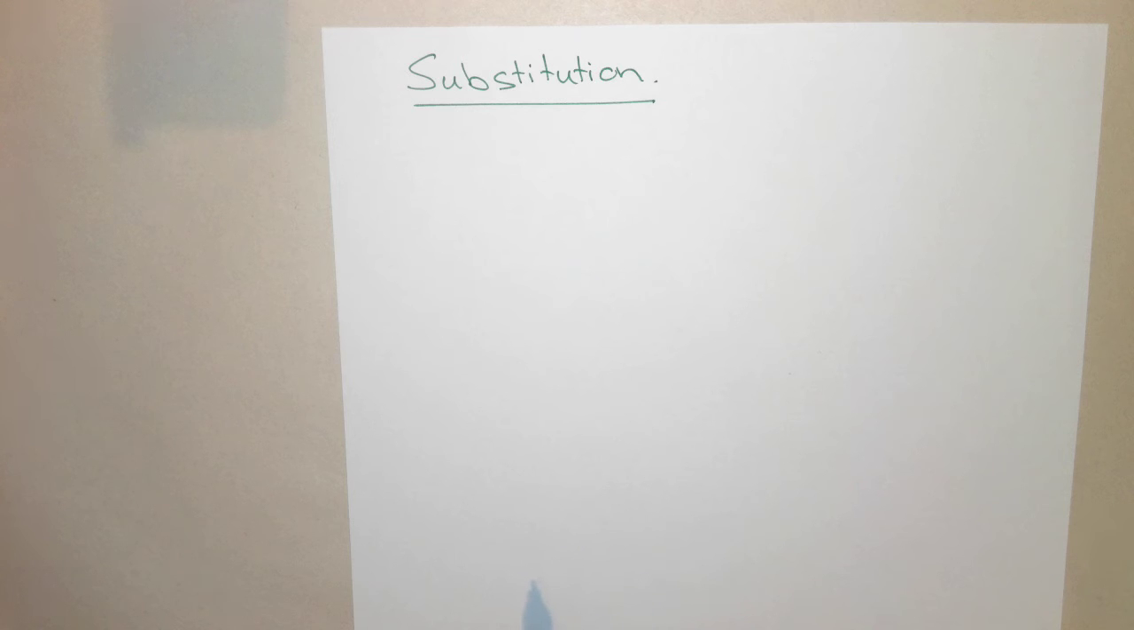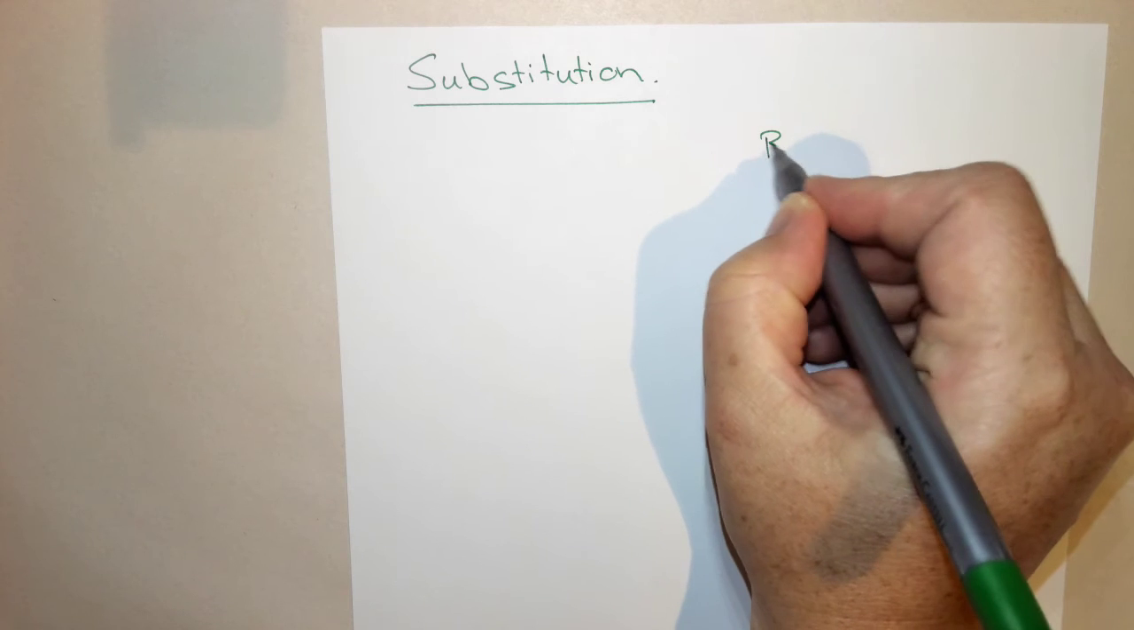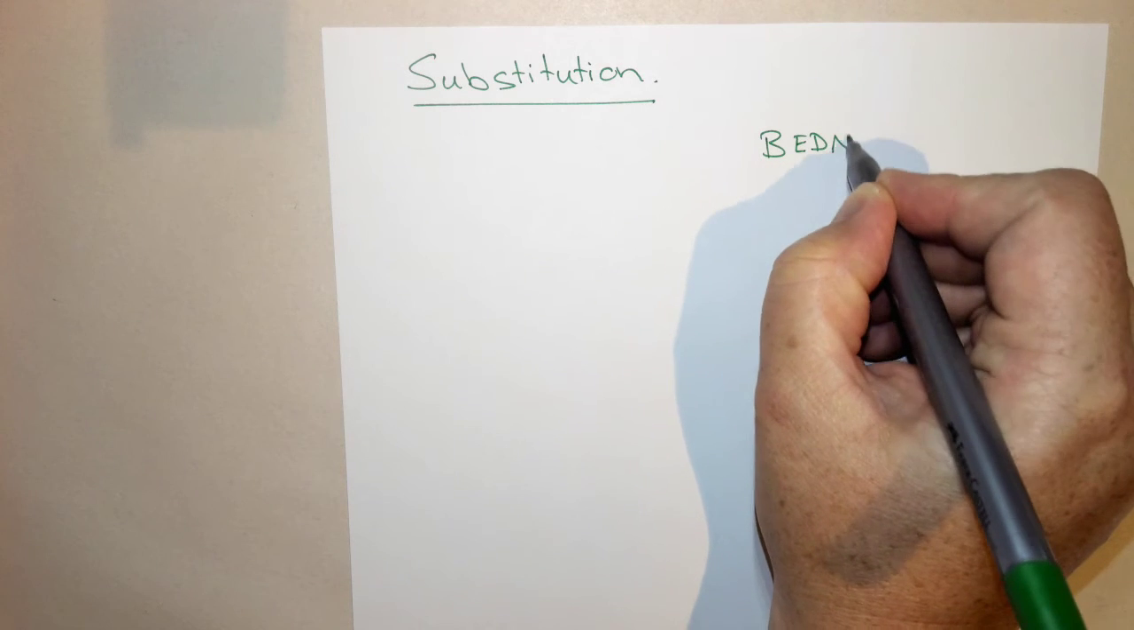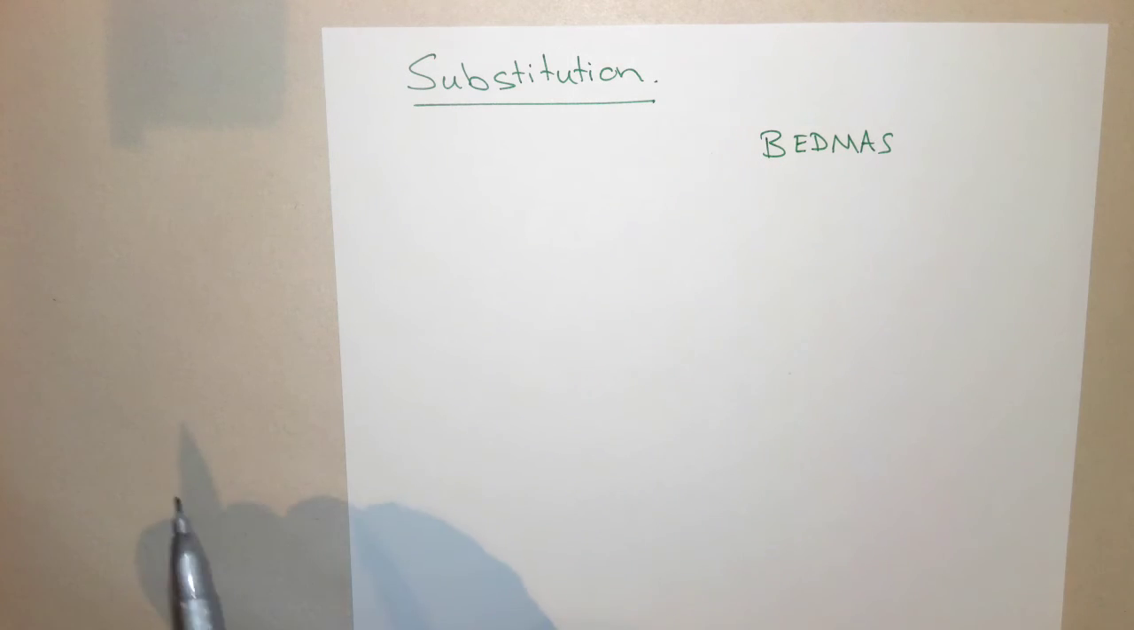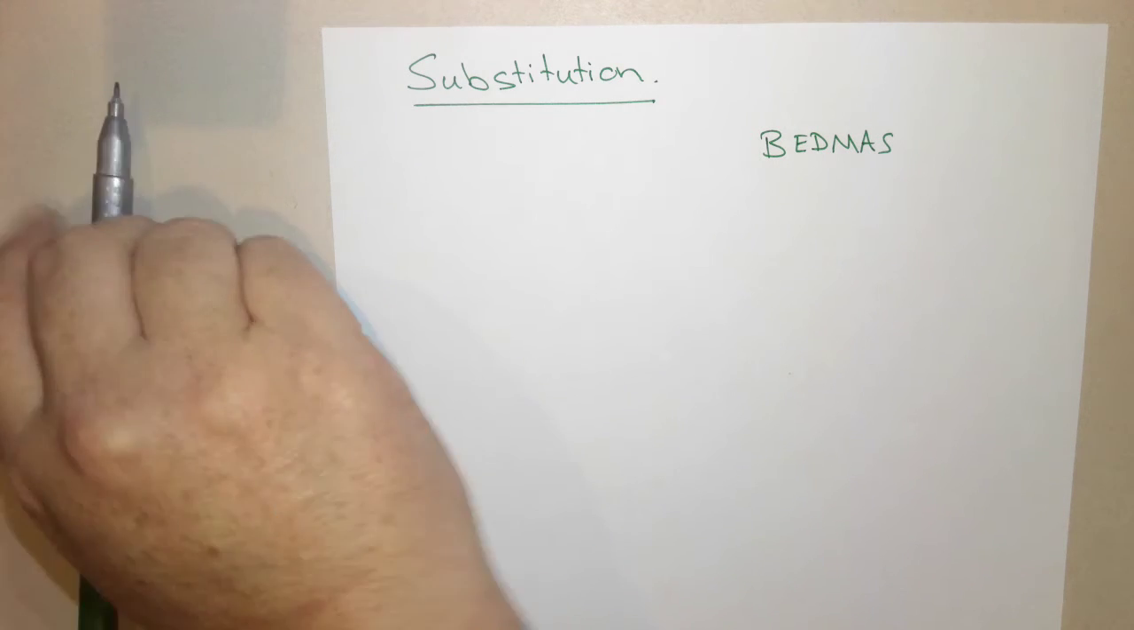We want to have a look at how to do substitution. So the first thing that we need to think about is we just need to be reminded of what our BEDMAS rules are. Sometimes we'll use BEDMAS, sometimes they can use BIDMAS or BEMA. They all refer to the same thing.